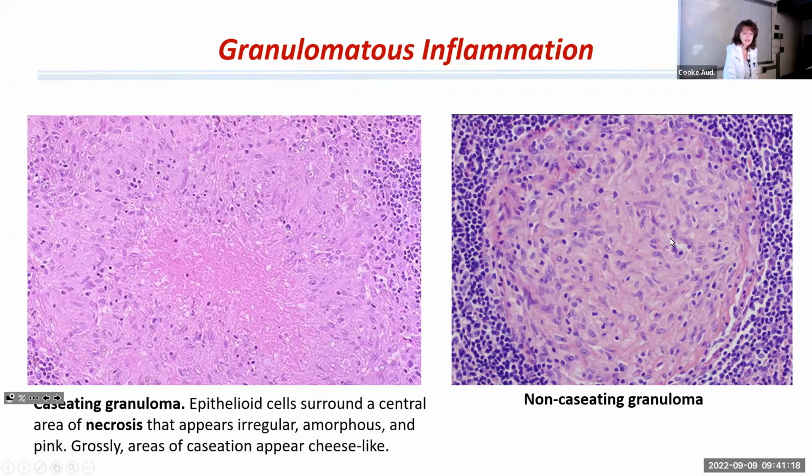Here's another one that's non-caseating. This is caseating. I see the necrosis in the middle. There's no necrosis here. I just see a lot of epithelioid cells, a lot of activated macrophages with a rim of lymphocytes. This is called a non-caseating granuloma.